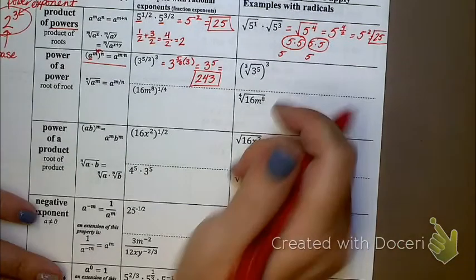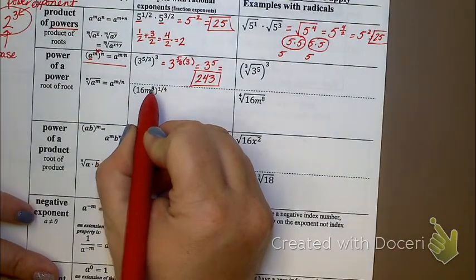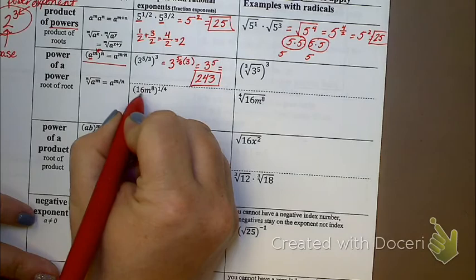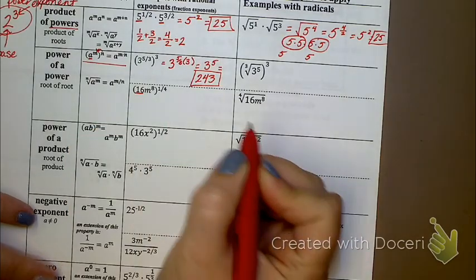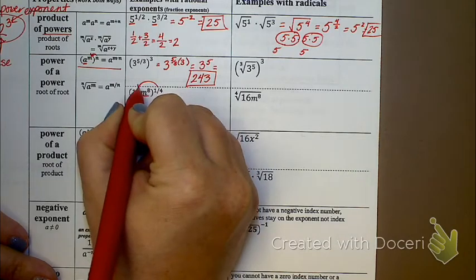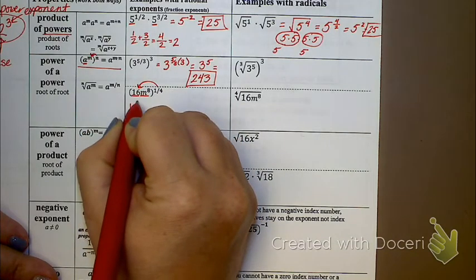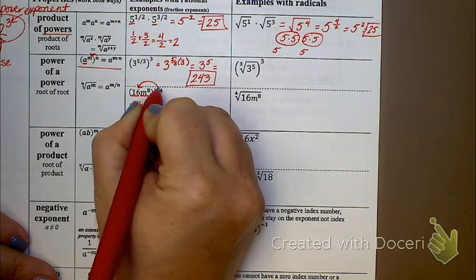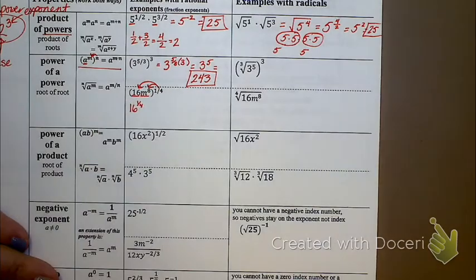All right, what if I had 16m to the 8th to the 1/4? Well, I've got two things going on. I have the 16 and I have m to the 8th. So the 16 has to get the 1/4. That gives me 16 to the 1/4. And the m to the 8th has to get the 1/4.